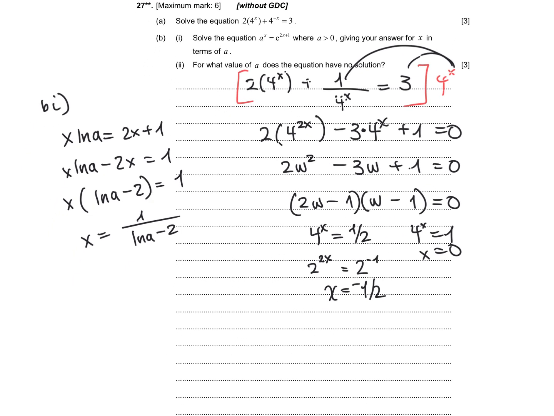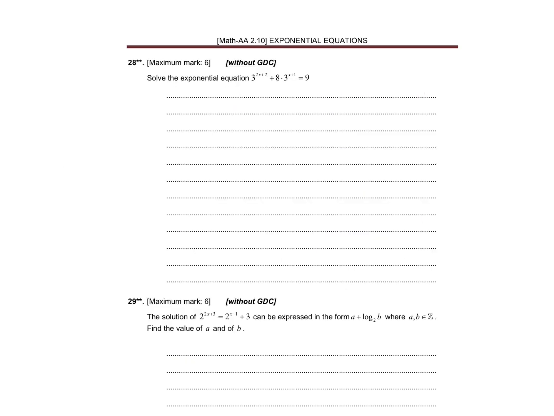Now, for what value of a does it have no solution? So if we set the denominator equal to 0 and write this exponentially, a is e squared. So that's the value where it's not defined. All right, solve the exponential equation. All right, let's do this.